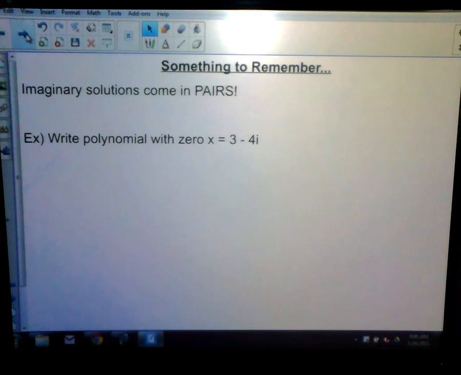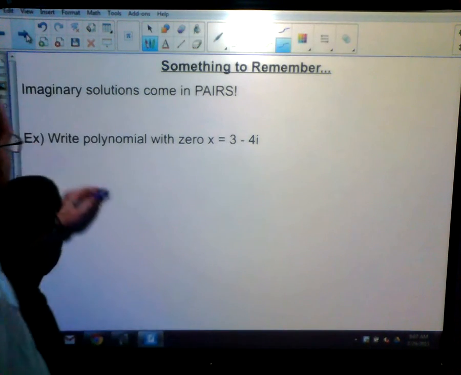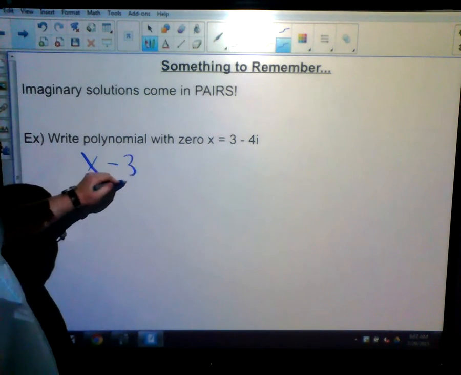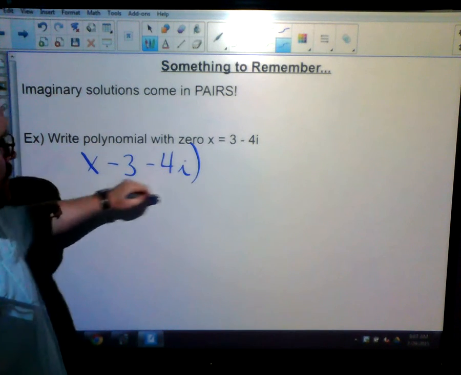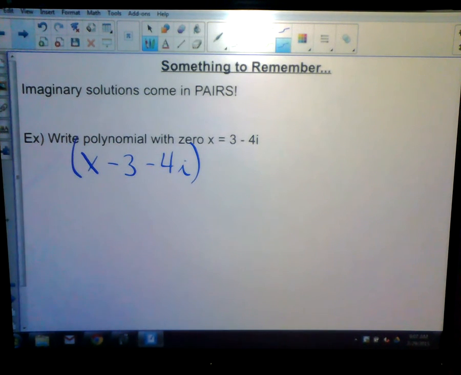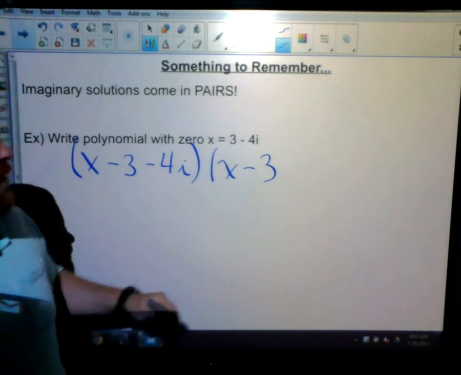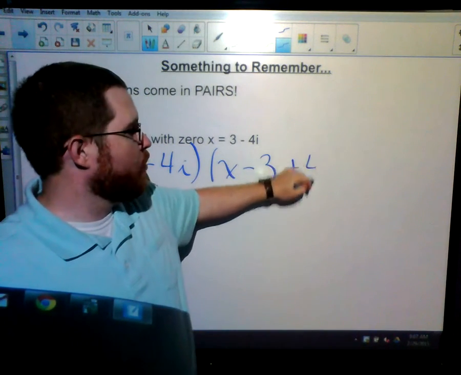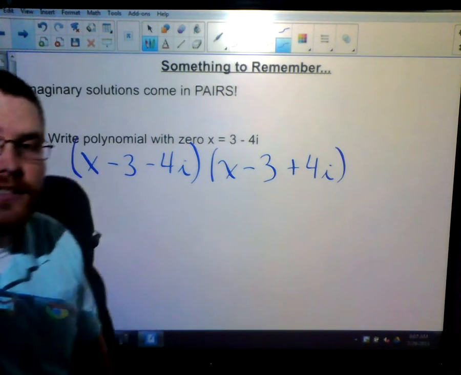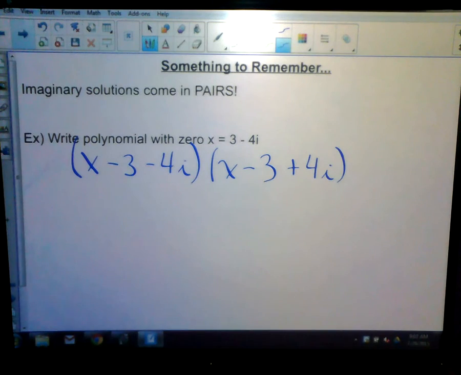Something to remember, imaginary solutions come in pairs. So let's write a polynomial with this 0. That's x minus 3 minus 4i. But since imaginary solutions come in pairs, if I have x minus 3 minus 4i, I have x minus 3 plus 4i. All imaginary answers come in pairs, plus or minus in front of the i's.